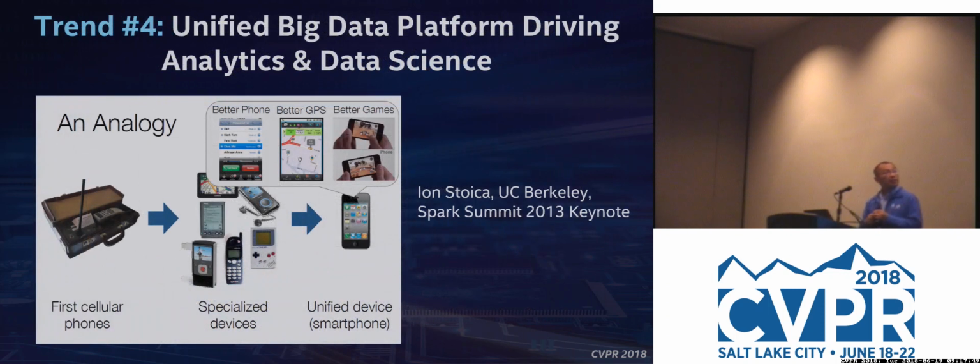Trend number 4. About probably 5 years ago, when you looked at big data systems, there were many independent, specialized big data systems. Some are good at batch processing, some are good at streaming processing, some are good at SQL queries, and so on and so forth. This is an analogy by Ian at UC Berkeley. Think about that: we used to have a lot of those special devices, right? Your phones, the cameras, the GPS, the MP3, and so on. And now we have the smartphone, which has become the unified device.